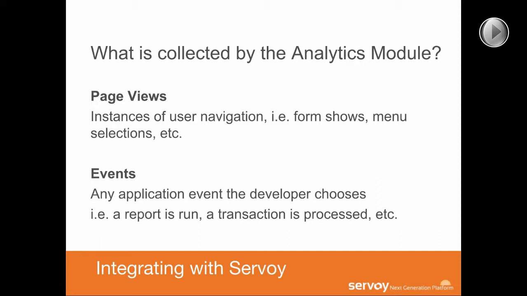So by default, the module doesn't do anything to say what a page view is or is not. That's up to the developer to decide, but you could attach it to form shows or menu selections, anything that you think is worthy of saying that the user has been here can be tracked as a page view. And then there are application events. Again, this is up to the developer to choose what is an event. So for example, running a report, uploading a document, posting an invoice, etc. These could be an event that you would like to track, understand when it's happening, how frequently, etc.